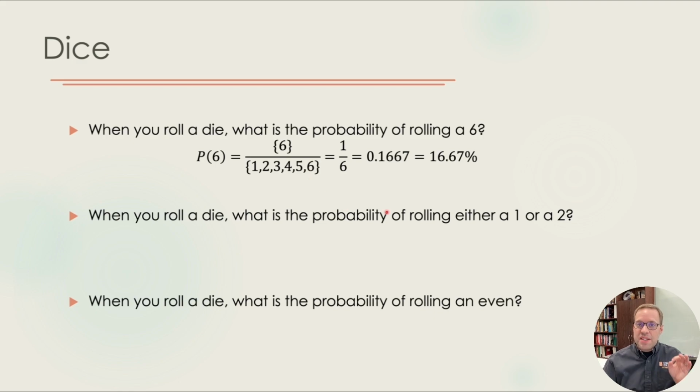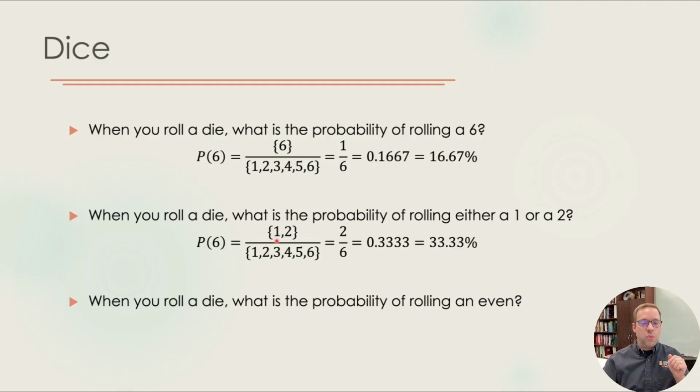But this time, a success could be defined by rolling either a 1 or a 2. So in this case, 1s and 2s are both counted as successes. That means there are 2 successful outcomes out of the 6 possible. So that comes out to be 0.3333, which is 33.33%.